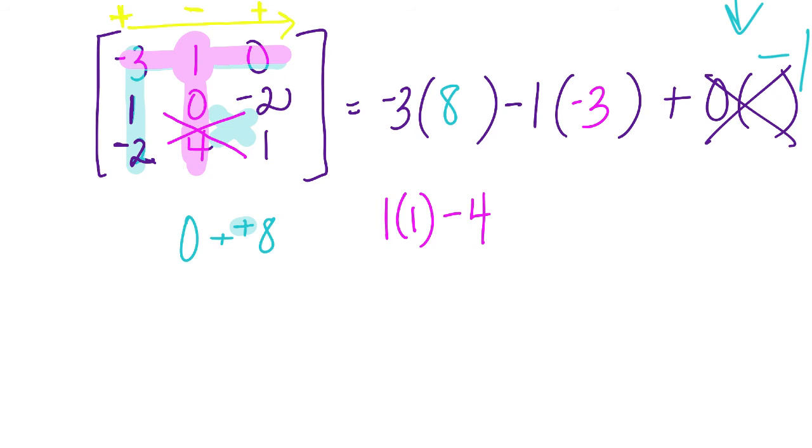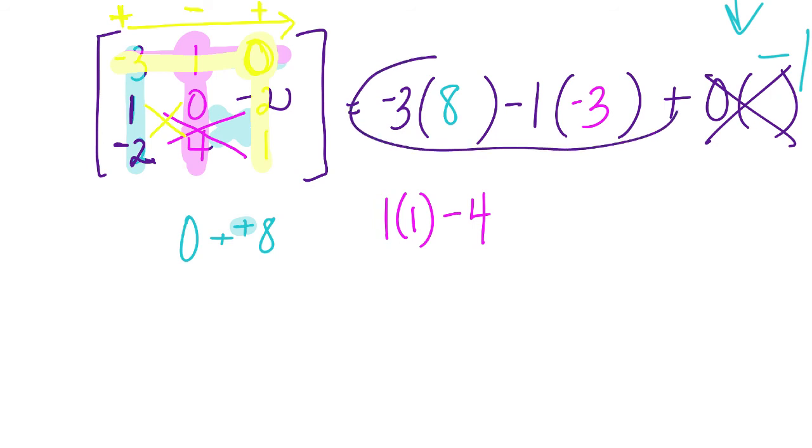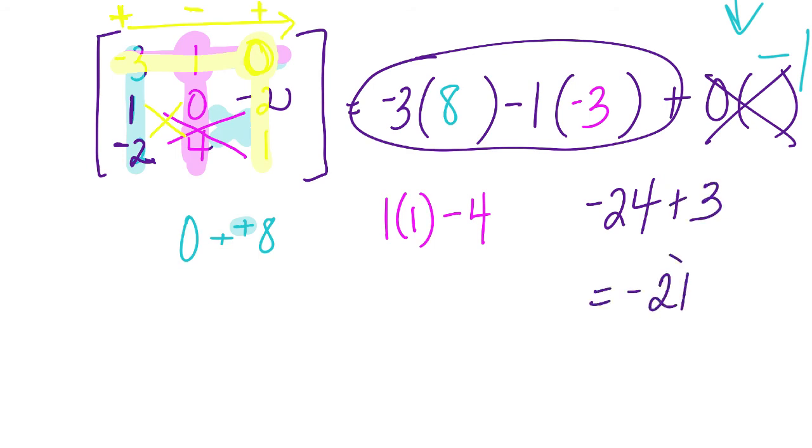So because the other one was 0, I'm going to highlight it anyway. I would have to do the determinant here and here, but I don't need to worry about that because anything times 0 is 0. So let's take the information right here. Negative 3 times 8 is negative 24. Negative 1 times negative 3 is positive 3, and it looks like my determinant is negative 21.